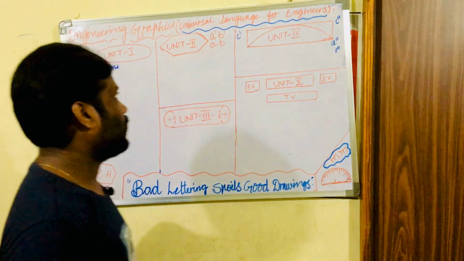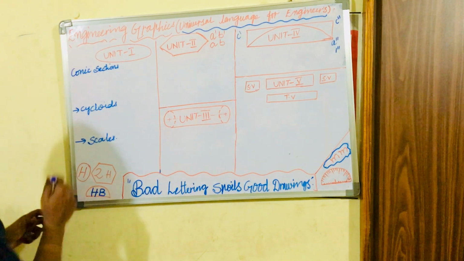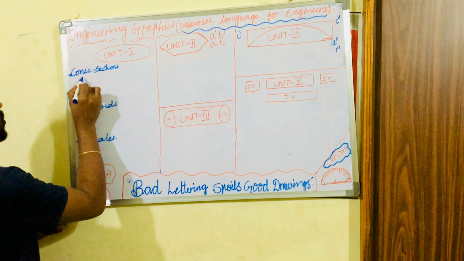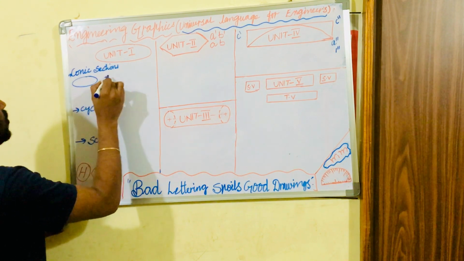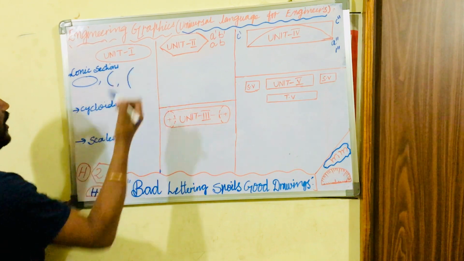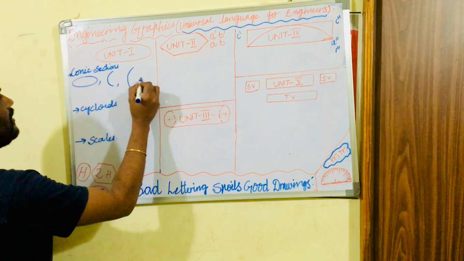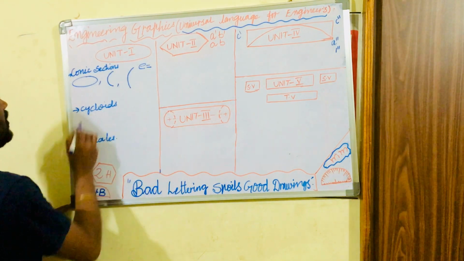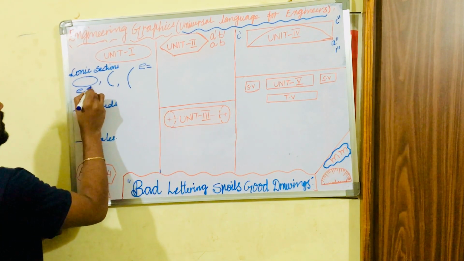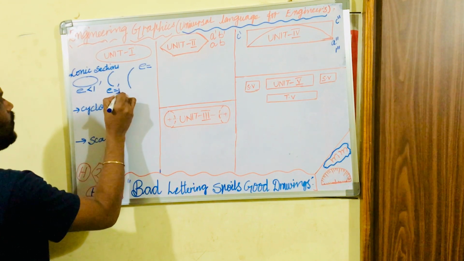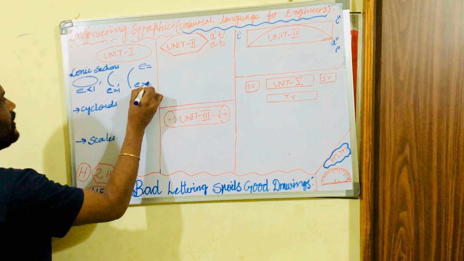Let's look into Unit 1. What are the subtopics under conic sections? Dear students, you have already done the construction of the ellipse, the parabola and the hyperbola in your class. These all 3 methods are based on the eccentricity method, isn't it? For this, e is less than 1, e is equal to 1, and e is greater than 1.